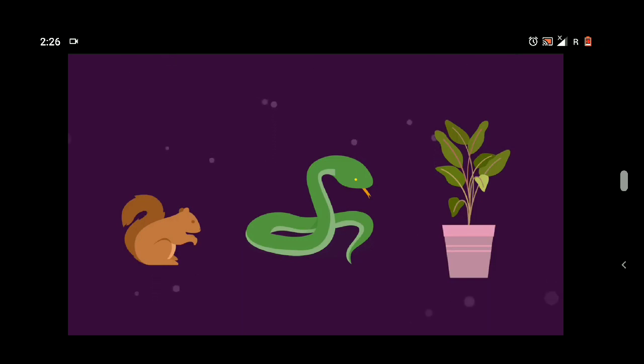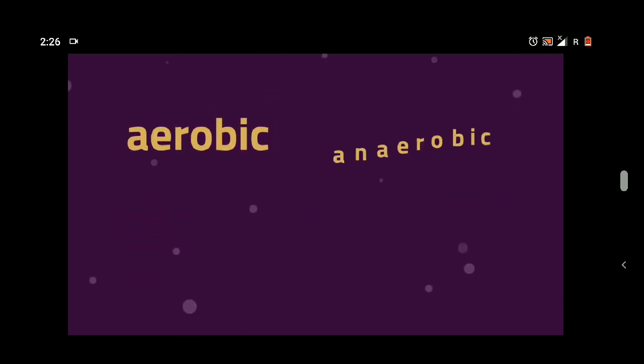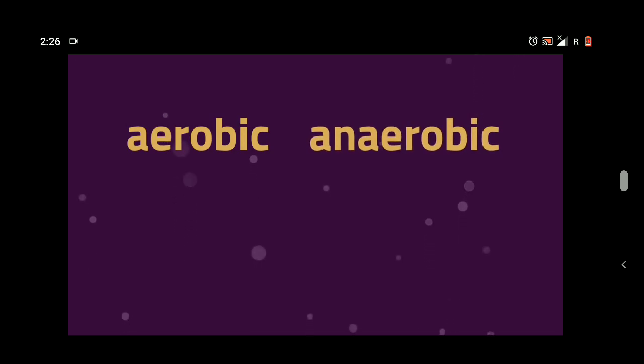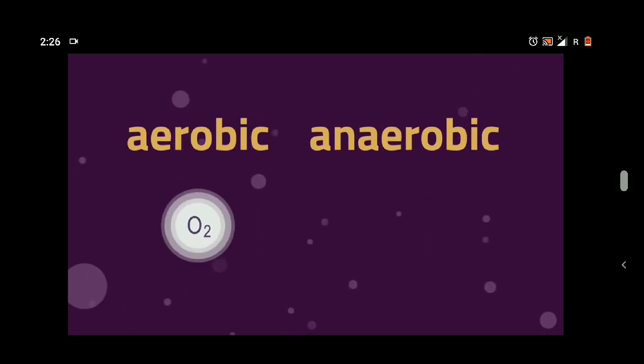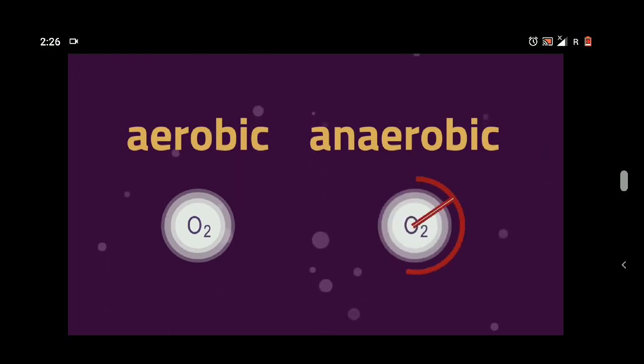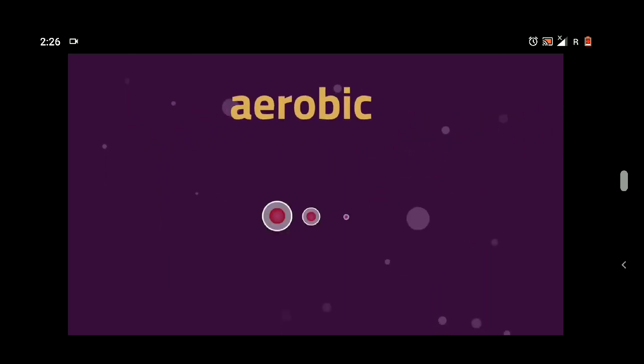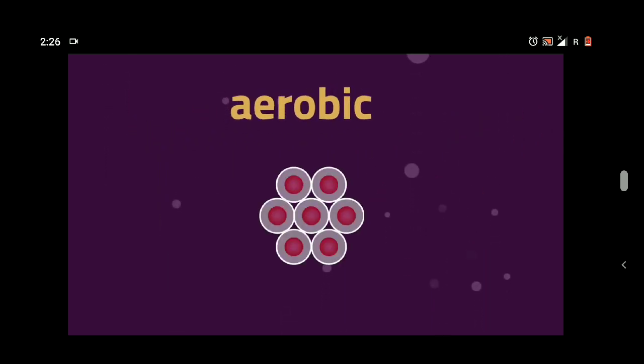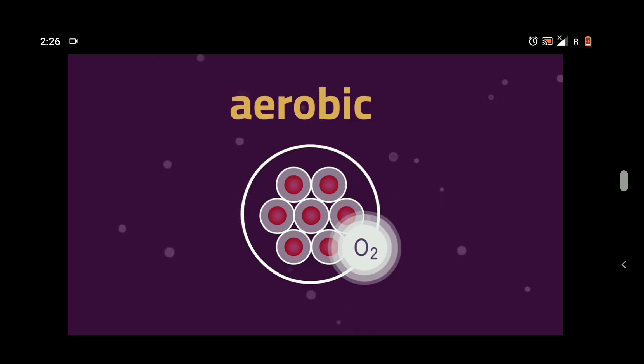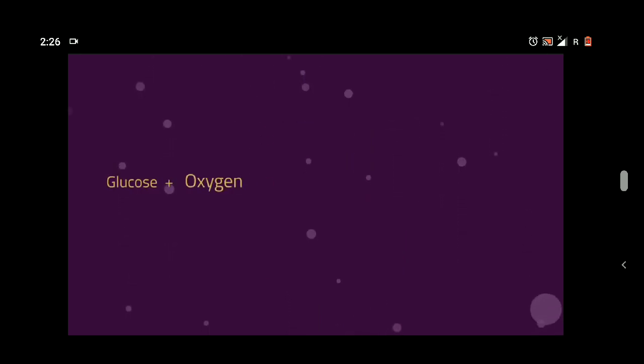We learned there are two types of respiration, aerobic and anaerobic. Aerobic happens in presence of oxygen. Anaerobic respiration happens in absence of oxygen. Respiration happens at the cellular level. The cell breaks down the complex glucose in the presence of oxygen into carbon dioxide, water and energy. Energy in the form of ATP.